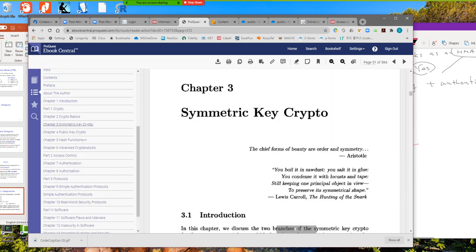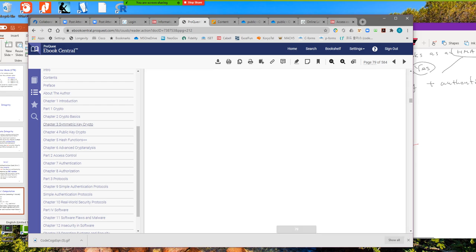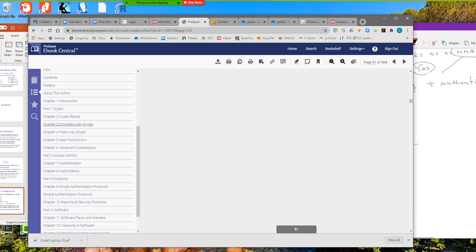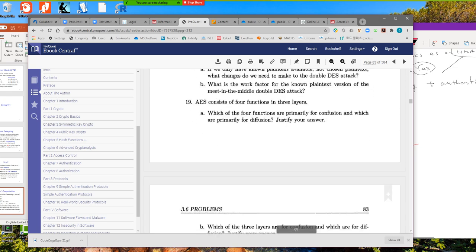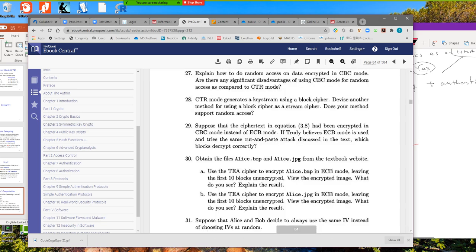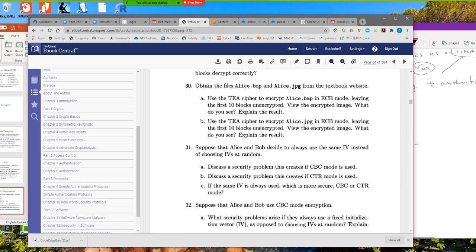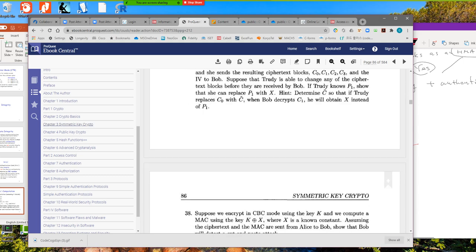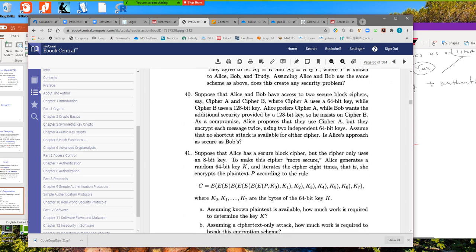So if you look at the end of chapter 3, the problems, and if you look at the last problem, by the way, you don't have to do the last problem of chapter 3. I'm just showing you the concept and why people are not using the CBC MAC. Why they rather use HMAC these days.